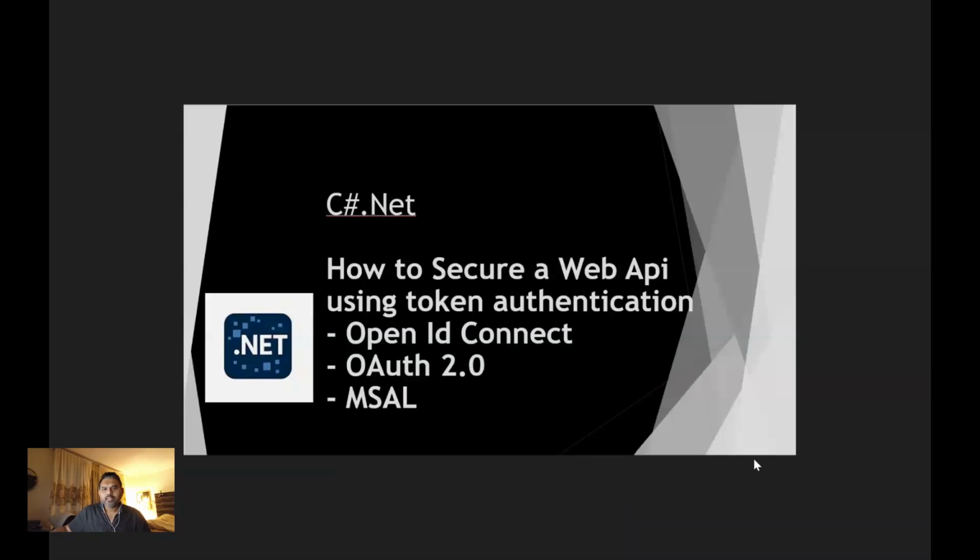Hello viewers. Today I'm going to discuss how you can secure a web API using token-based authentication. For this, I'm going to use the OIDC provider, which is the OpenID Connect provider, as my identity server. It's going to use OAuth 2 to get the access token, which you can use later on to call your web API.